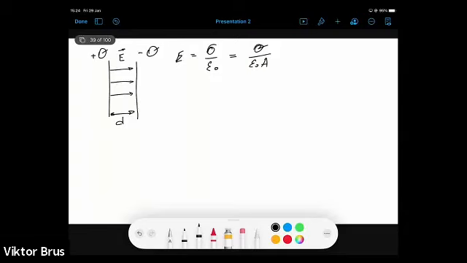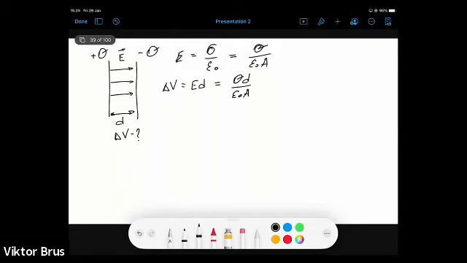So in this case, what will be the potential difference between these two plates? Delta V. It's quite easy to answer this question, because the electric field is uniform and we have the distance between plates. That's why the potential difference will be the product of the uniform electric field and the distance between plates. We can now write that it will be Q times D divided by epsilon 0 times A.